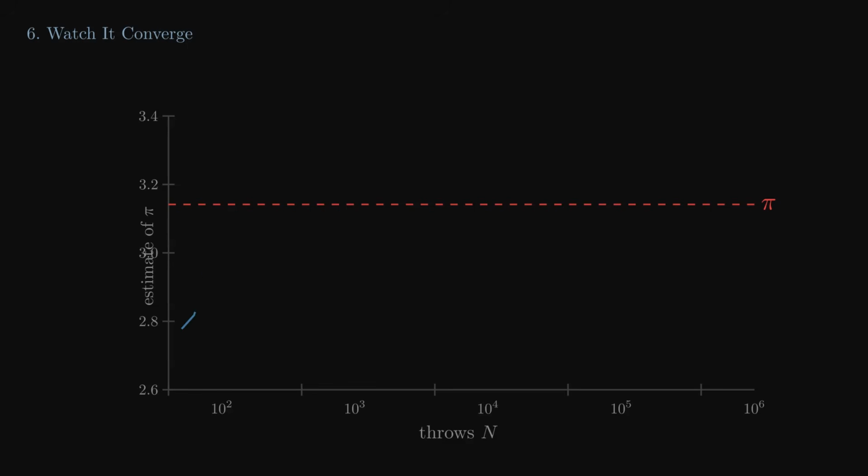After 100 drops, the estimate is 2.82, badly off. The counts are just too small. After 1,000 drops, it climbs to 3.09, closer. After 10,000, it reaches 3.15, now agreeing with pi in the first 2 decimals. After 100,000, it holds near 3.15, and after 1 million drops, the estimate is 3.142, sitting 1,000th away from the true value of pi.